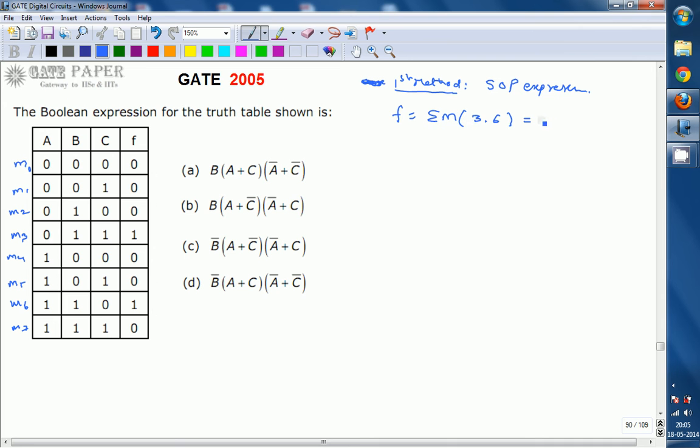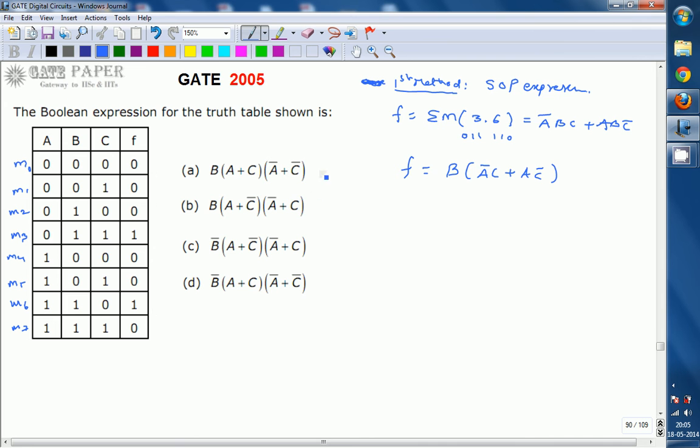3 is 0 1 1, which is A bar BC, plus 1 1 0, which is ABC bar. With three variables, you write 0 1 1 and 1 1 0, so it is A bar BC plus ABC bar. From this, if you take B common, you will get F equals B times A bar C plus AC bar.